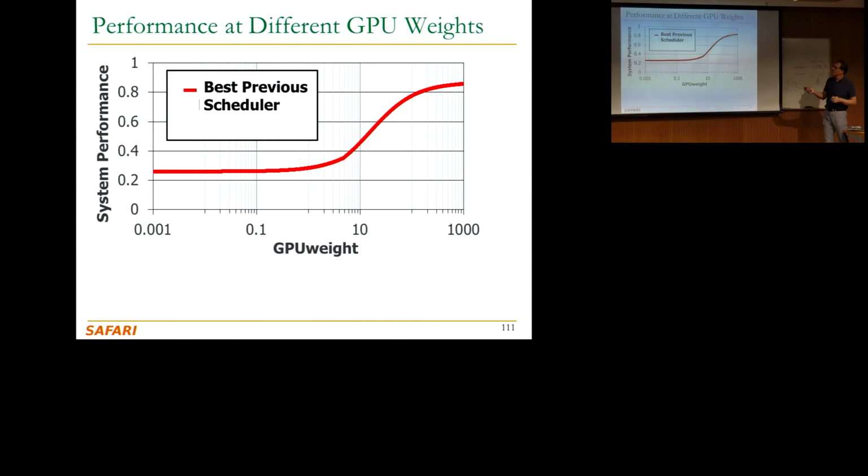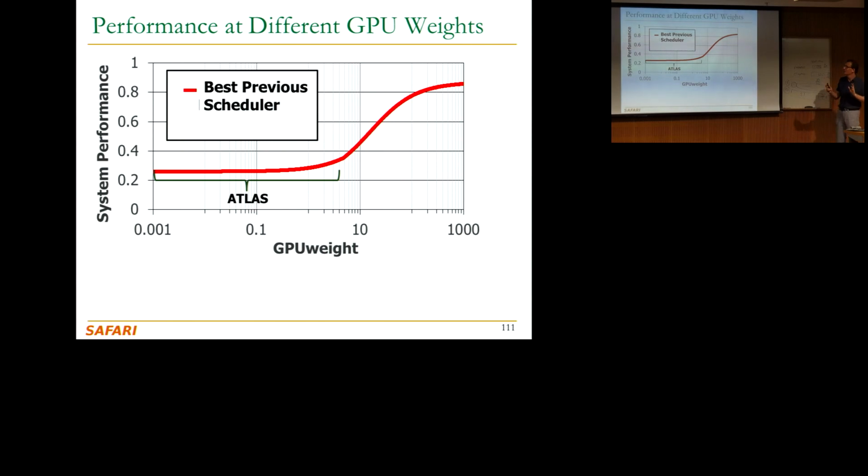OK, so we've done some performance experiments. This is not easy to do because you have a GPU and you have a CPU, or CPUs. One thing that we try to do is look at how important the GPU is at any given point in time. You might have a GPU weight that's really high, meaning that you should prioritize the GPU. Or you might have a GPU weight that's really low, meaning that you should prioritize the CPUs. And if you look at the best previous scheduler, it looks like this.